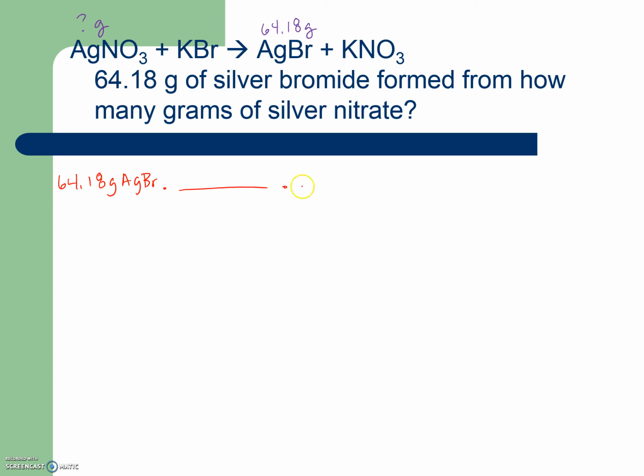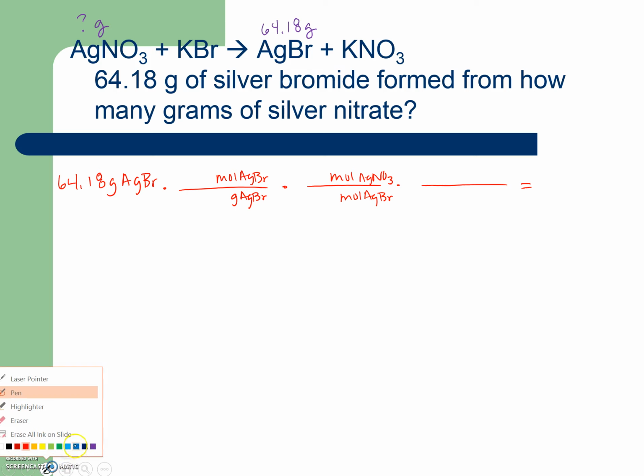I'm going to put my 3 steps down. I want to get rid of grams of AgBr. What do I want to convert to? Of course, it's moles of AgBr. I want to get rid of moles of AgBr. I'm ultimately trying to get to AgNO3. So moles of AgBr goes down here, and moles of AgNO3 goes on top. What is that referred to? What is this special section here? This is my what? My big switch.